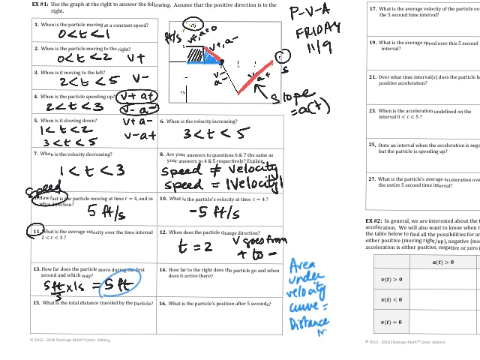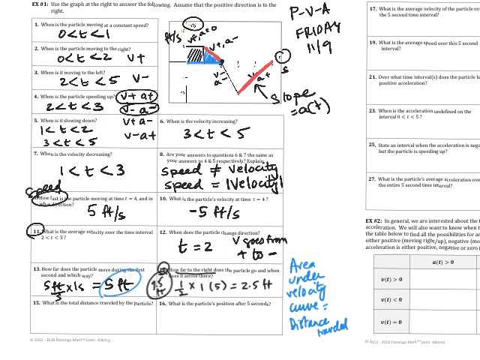So the area of that blue triangle is going to be 1/2 of the base times the height. And so that comes out to be 2.5 feet. And so in the time t equals 1 to 2, the particle travels 2.5 feet, and the total distance traveled now to the right is going to be 7.5 feet.